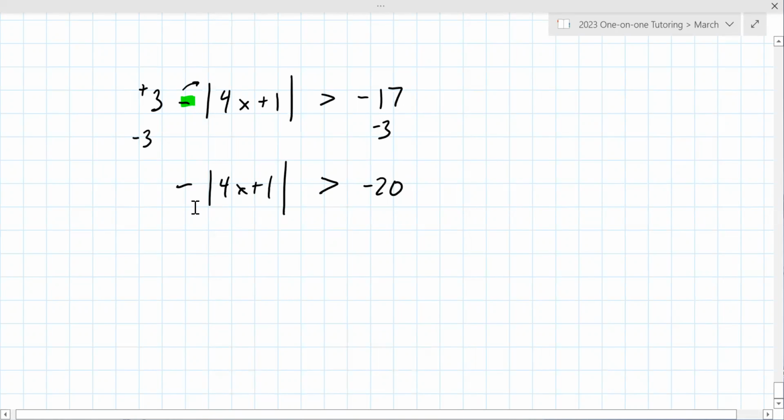Yeah. Now, how do you undo this negative? Well, it's really -1, right? It's really a -1 out in front. How do you undo a negative like that? Multiply or divide by negative. Very good. What does that do to the inequality? It flips it. Yeah.